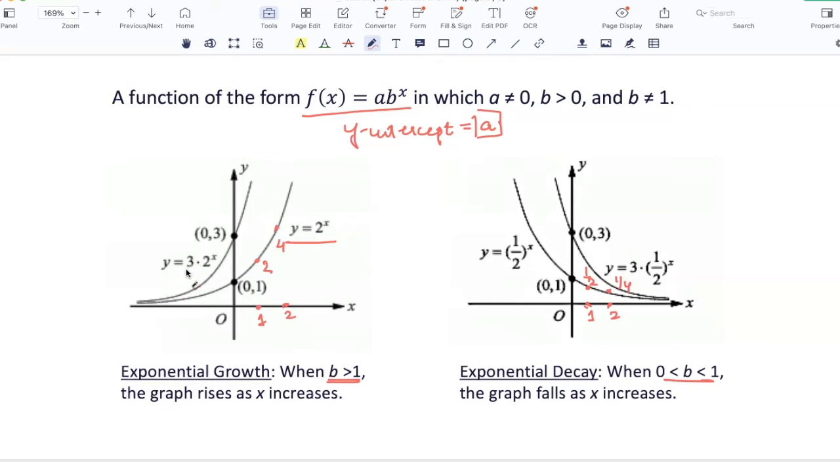Okay, we have also plotted 3 into 2 to the power x, which means that the y-intercept here would be 3. And here we have plotted 3 into 1 by 2 to the power x. Again, the y-intercept is 3, but this is a falling graph.